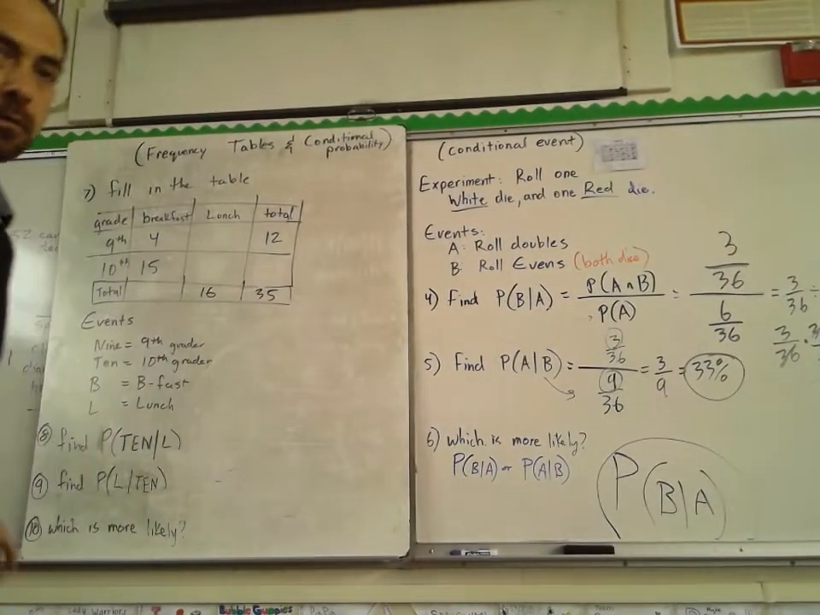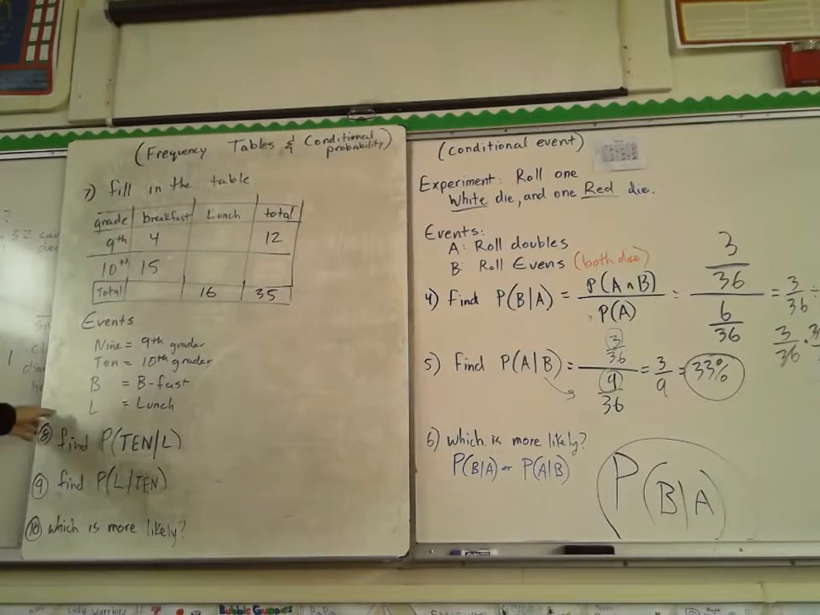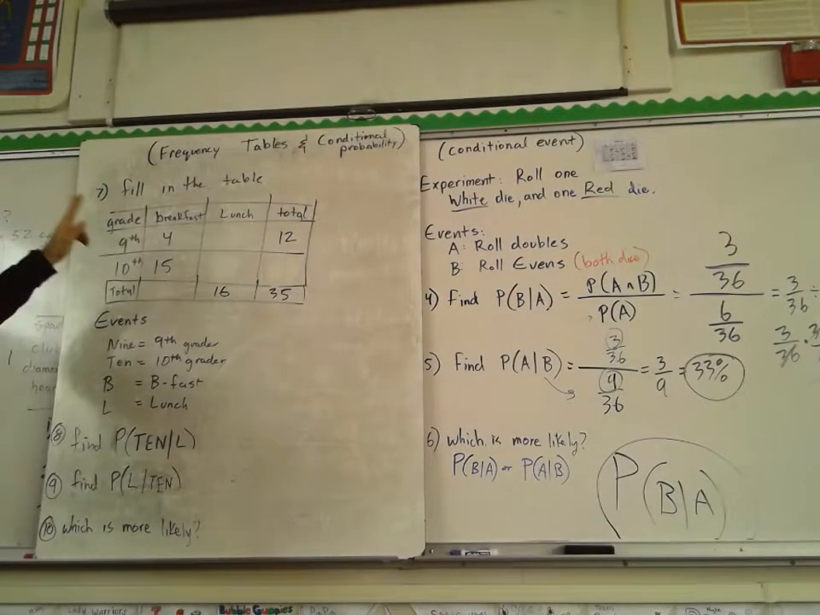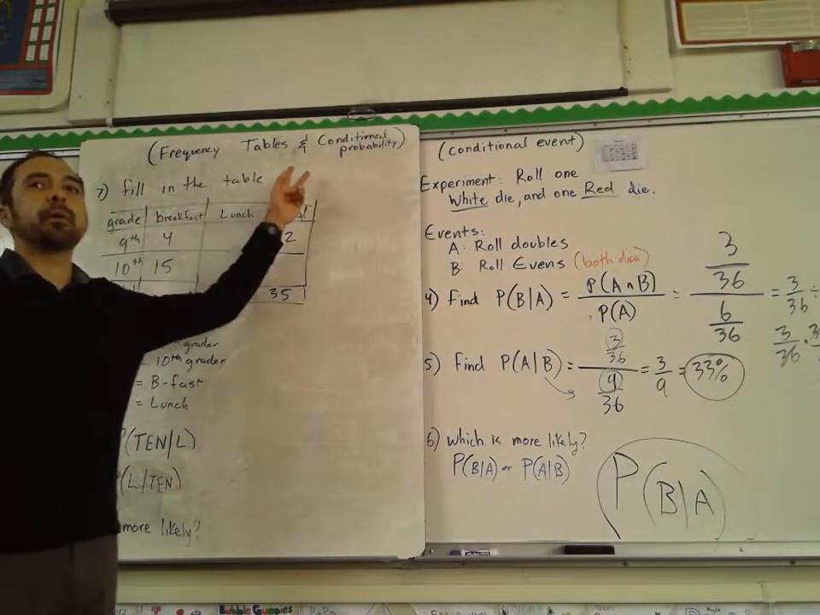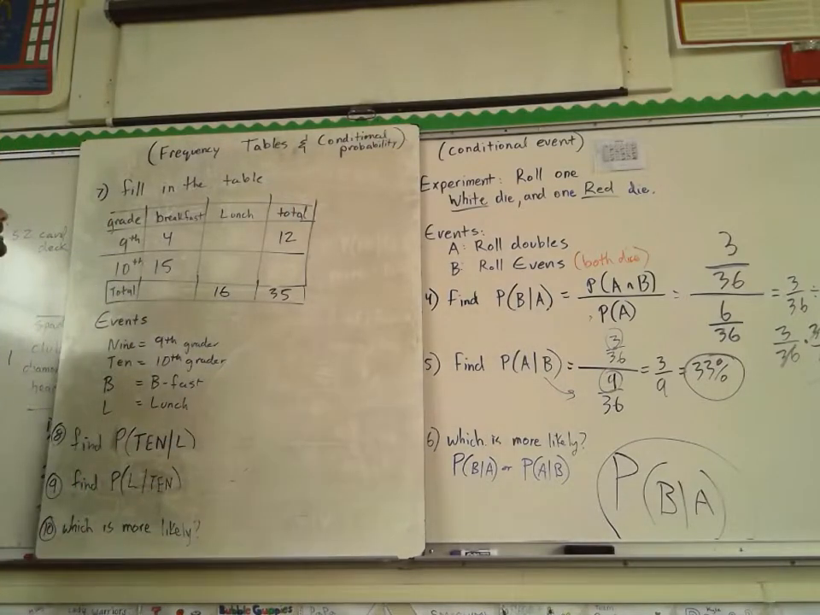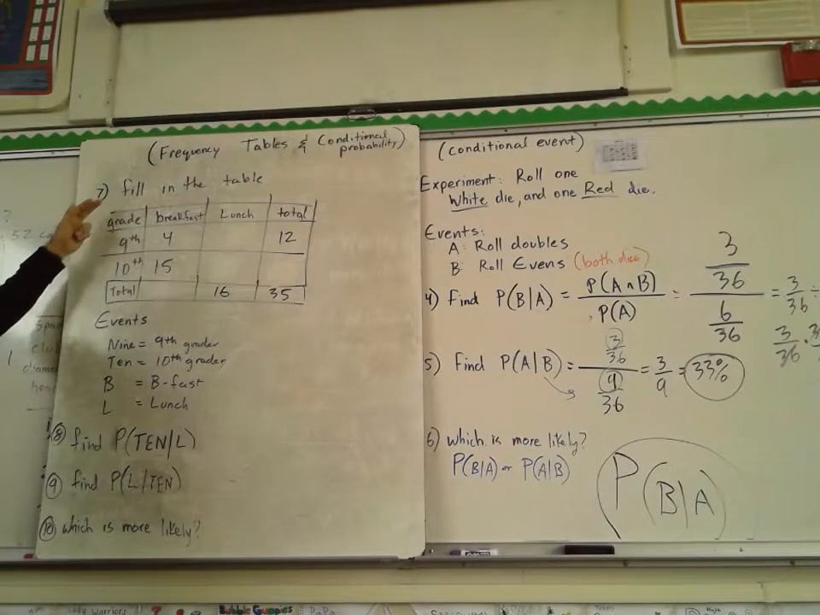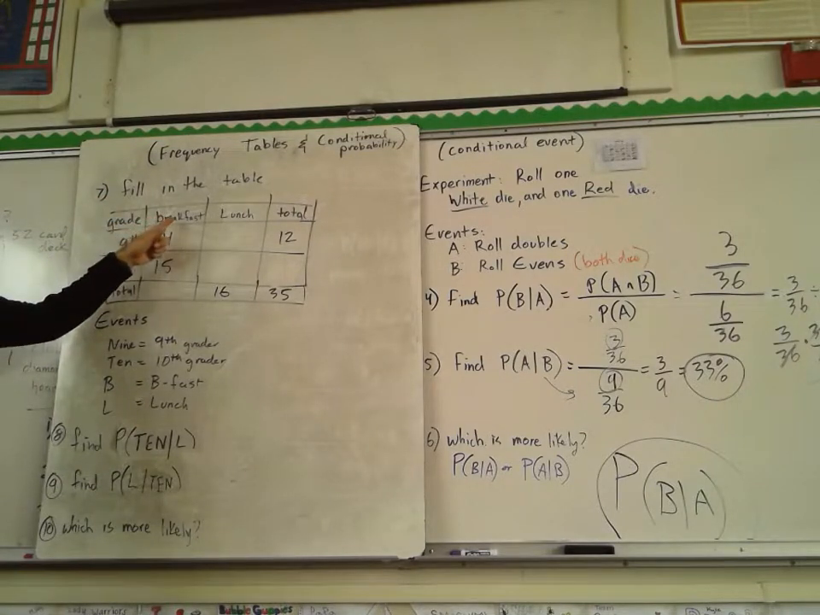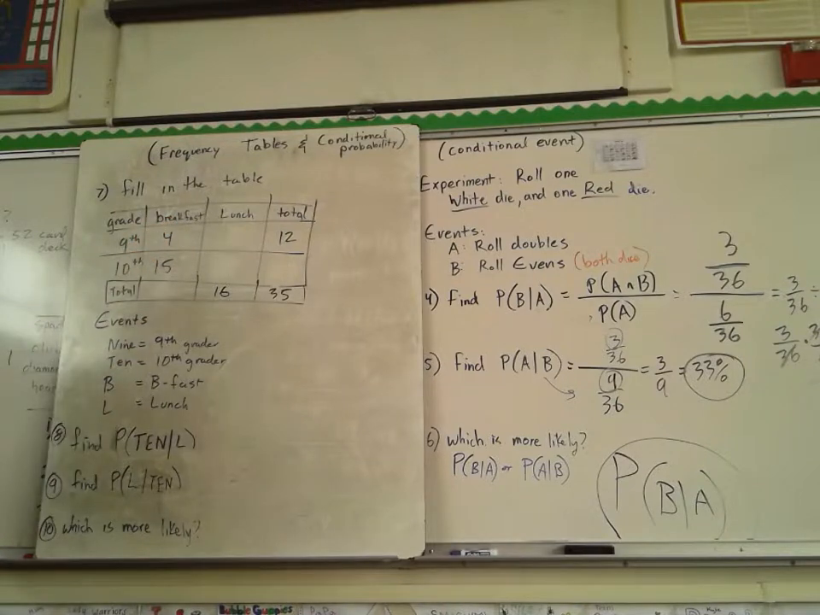Okay, we have a frequency table and conditional probability. So the focus, most of it, is in conditional probability. Fill in the table first. We have 9th and 10th graders. We're going to choose one student at random. That's our experiment.